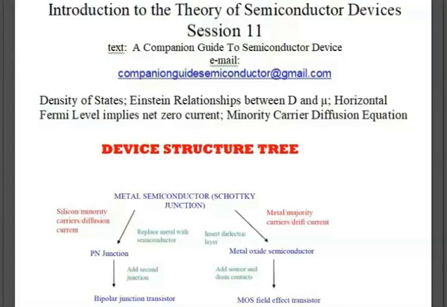And then we will start to tackle one of the most important equations that we'll be using both for the p-n junction and for the bipolar junction transistor, and that is the minority carrier diffusion equation.